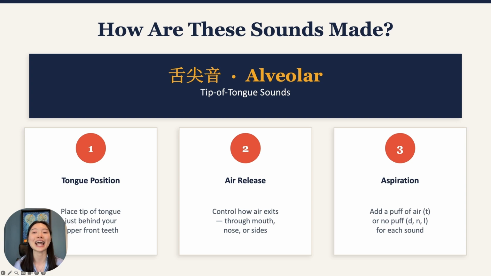Same starting position, but the air goes in different directions. For d and t, air comes straight out through your mouth. For n, air goes through your nose. For l, air flows around the sides of your tongue.